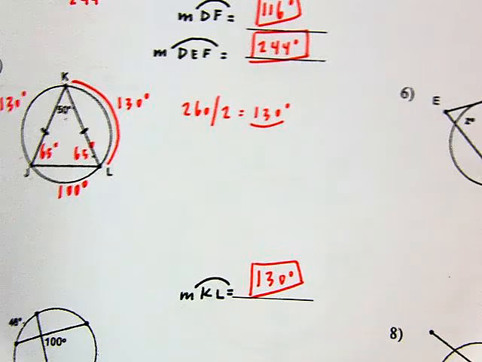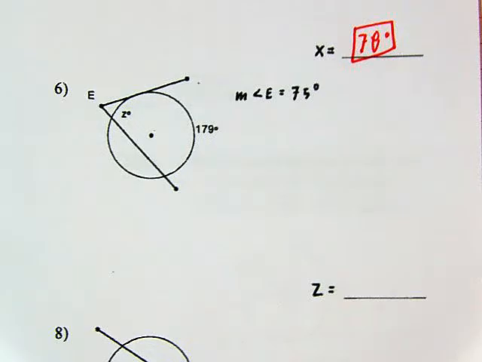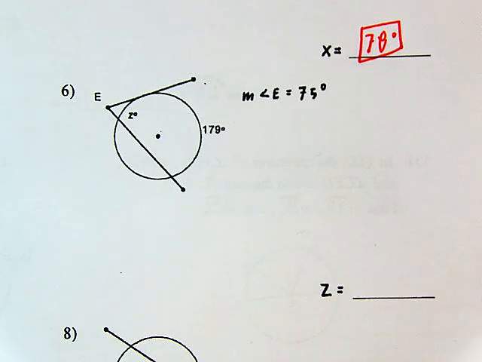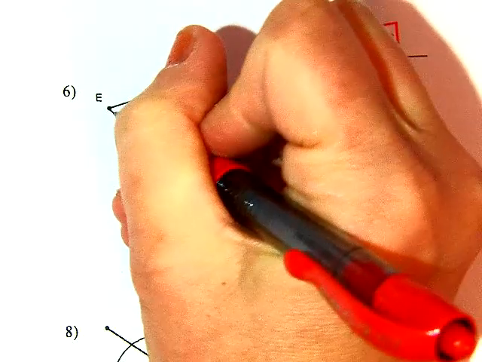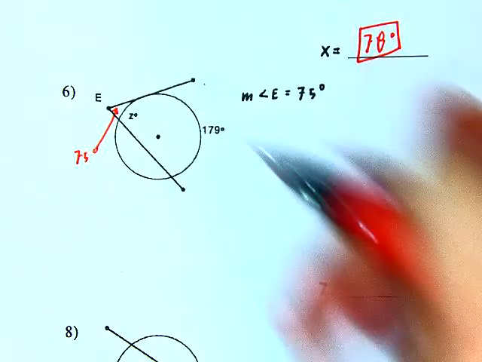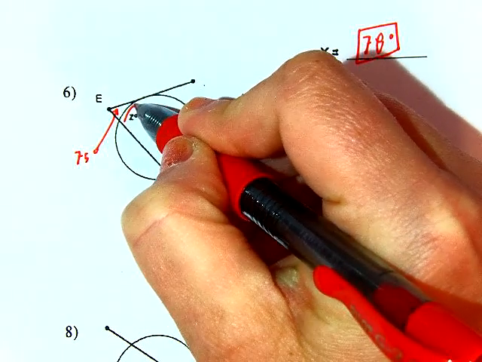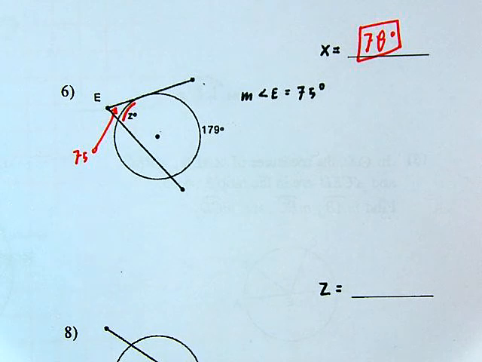All right, next one. So here, let me slide over a little bit. Here we're told that E is 75. So right here, that angle is 75 degrees. So we want this arc. We want this minor arc right there, which is labeled as Z.